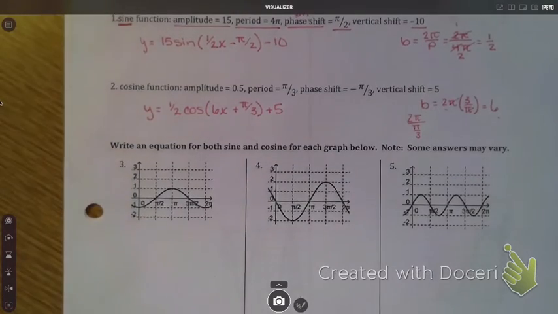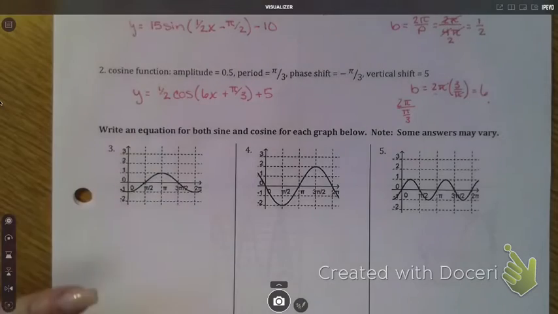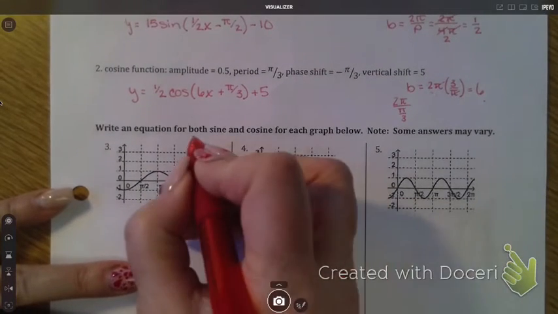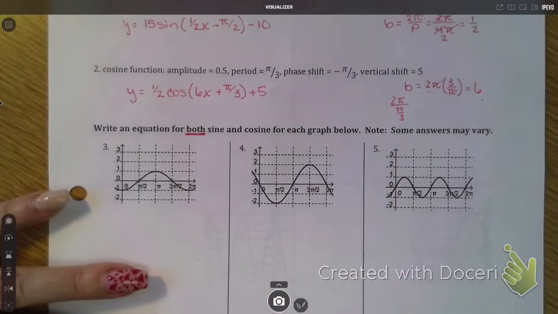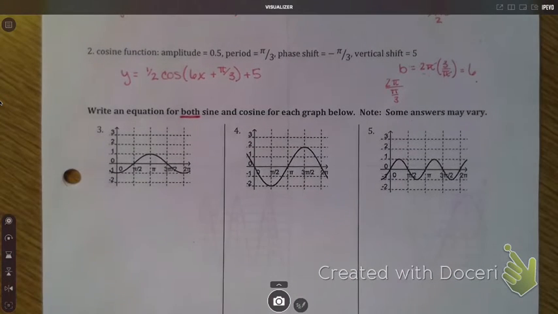Okay. So I've told you for every single graph, you are going to write both. You might want to underline that. Every single question you do on every assignment, it will be both. I don't care what it says, it is both. Got me? I got you.